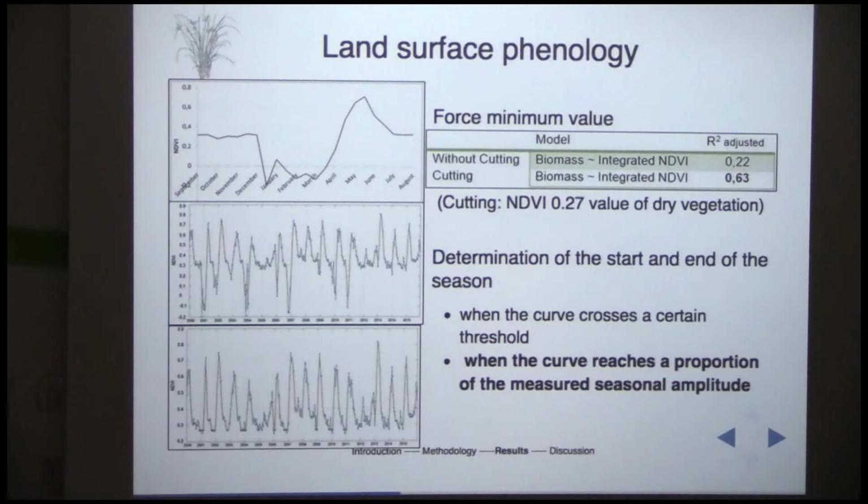When we include this raw graph in TIMESAT, TIMESAT gives very strange results, as you see. This is why we decided to cut the influence of the water, and for that we apply an NDVI of 0.27, which is the value of the dry vegetation. Also, we had to determine where is the start and the end of the season, and after trying several options that TIMESAT offers, we decided to fix this value at 10% of the amplitude of the curve.